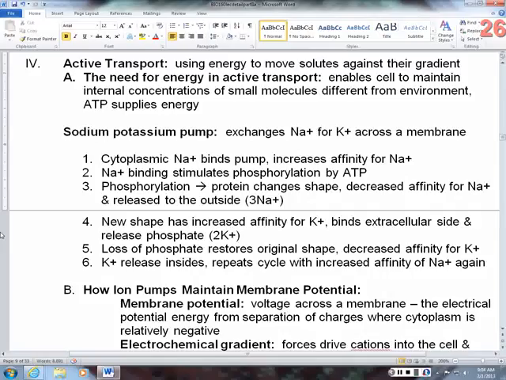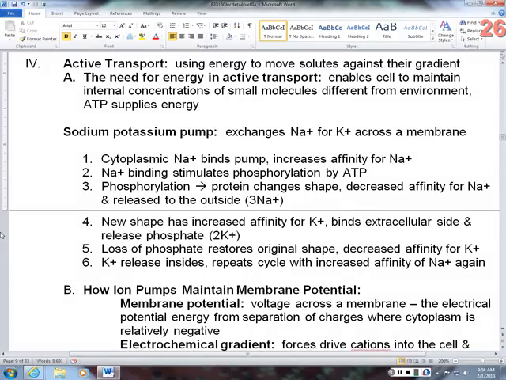So with the sodium potassium pump, you're going to have cytoplasmic sodium that binds to the pump. When it does that, it increases its affinity for sodium. It wants even more of it. And it's going to stimulate phosphorylation by ATP, so it's going to take the energy from the ATP. It's going to change shapes and release the sodium on the outside.